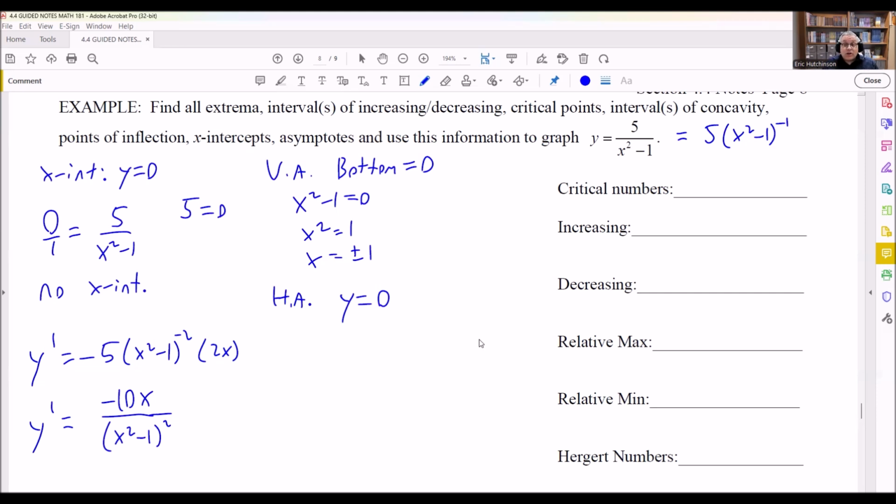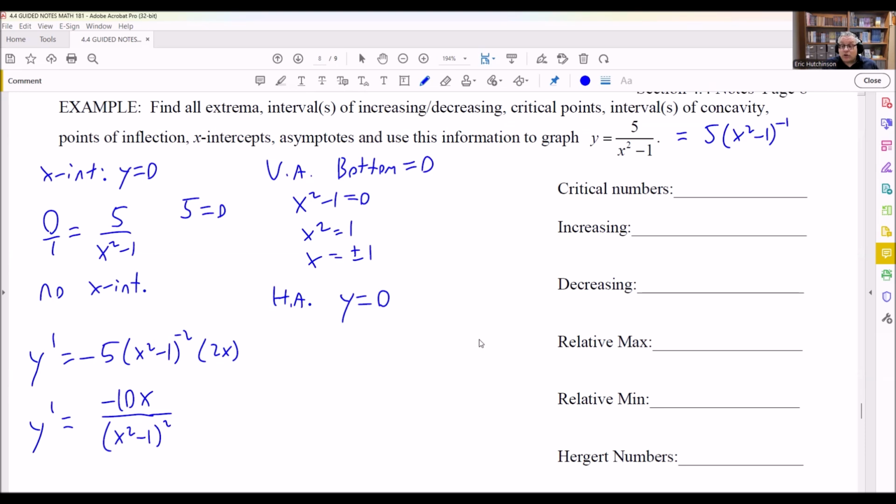Okay. Now, when we talk about critical numbers, we want to see what makes the first derivative undefined. And of course, that's going to be 1 and negative 1. However, 1 and negative 1, we already know are vertical asymptotes. They also make the original problem undefined. So I cannot put negative 1 and 1 as critical numbers. Okay, so I can't find any critical numbers that way.